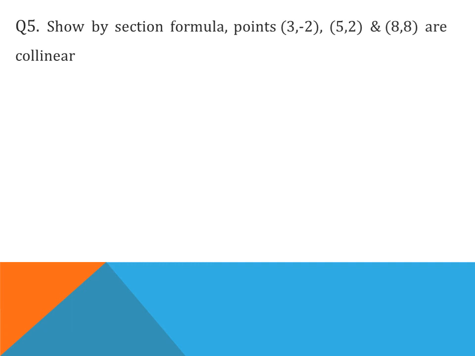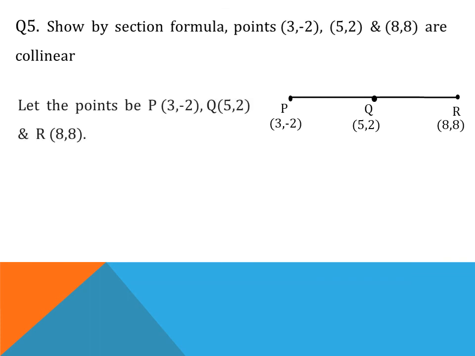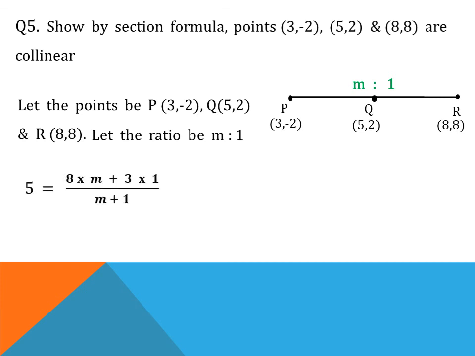In our last question, now let's see if we can prove whether three given points are collinear or not using the section formula. So let's first begin by assuming that the points are collinear. What it means to be collinear is that the given points will lie in a straight line, that is a single line. So let's say P is (3, -2), Q is (5, 2) and R is (8, 8). So using the section formula, we'll have 5 = (8m + 3) upon (m + 1).